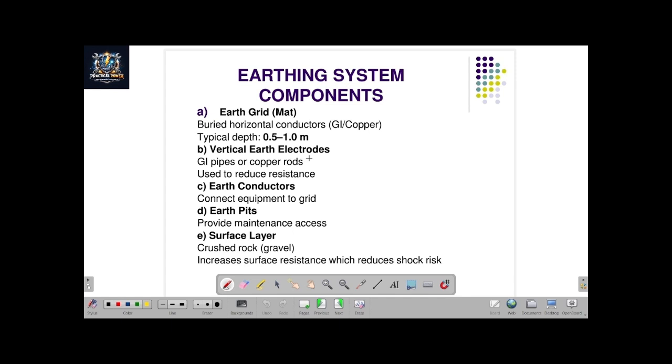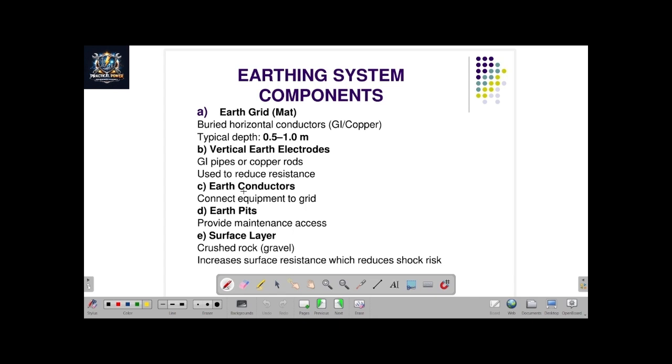Vertical earth electrode, and these are the horizontal conductors forming a mesh. At the cross section of the mesh, electrodes are installed. The mesh is typically 0.5 to 1.0 meter in depth below the ground level. In vertical earth electrodes, GI pipes or copper rods are used to reduce the resistance. It is also 2 to 3 meters.